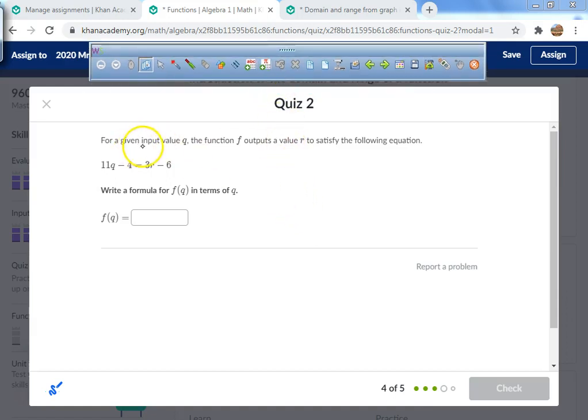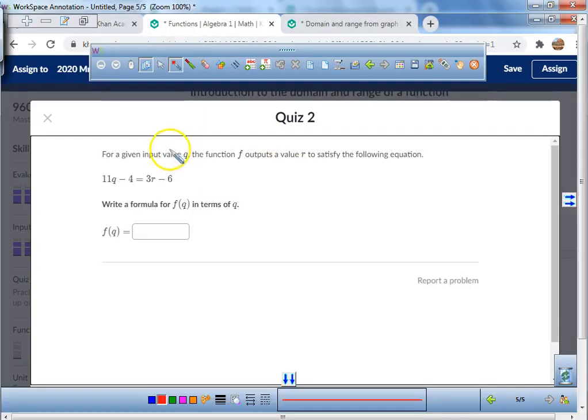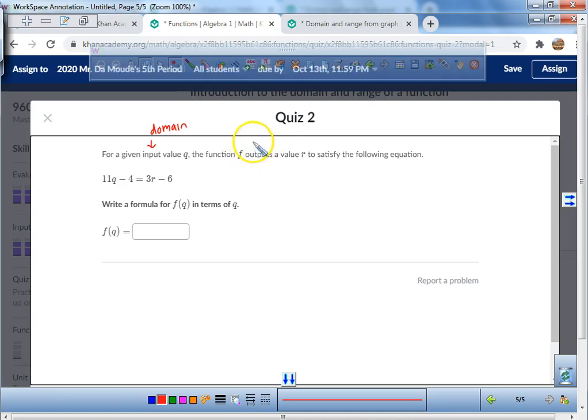It says, for a given input value q, the function f outputs a value r. Okay, all right. Trying to be all tricky here. So the input, that represents our domain. Then the output, that represents our range. Remember, domain is your x values and range is your y values. So it looks like we're trying to solve for f, or f of q.